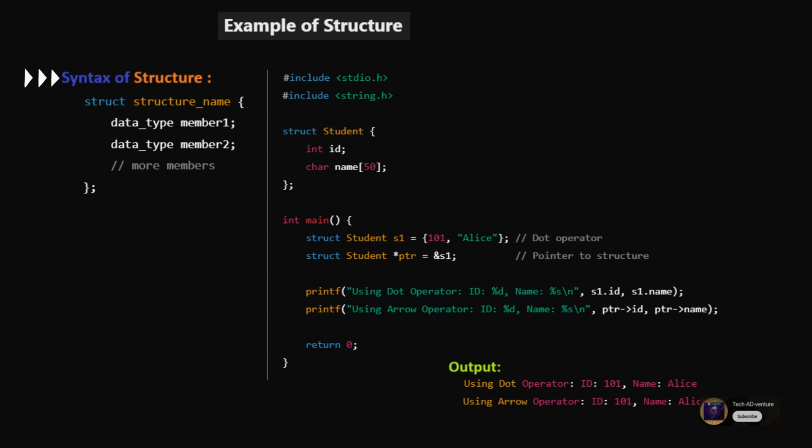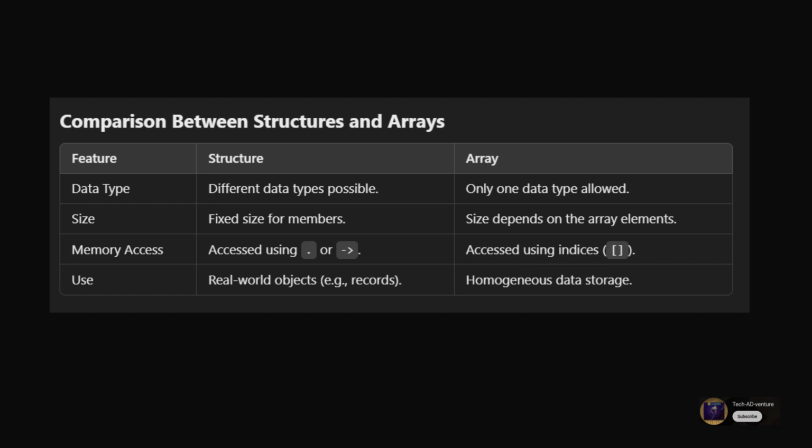Here's the general syntax of defining a structure. The struct keyword is used to declare a structure. It includes variables, or members, of various data types. See the example of a basic structure. Use the dot operator to access members of a structure. For a pointer to a structure, use the arrow operator. Here is a comparison between structures and arrays.